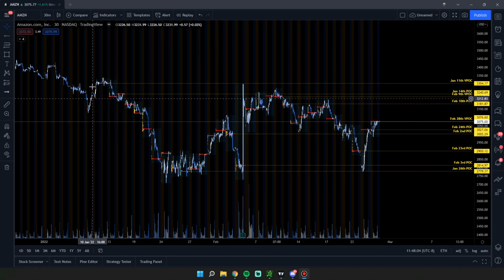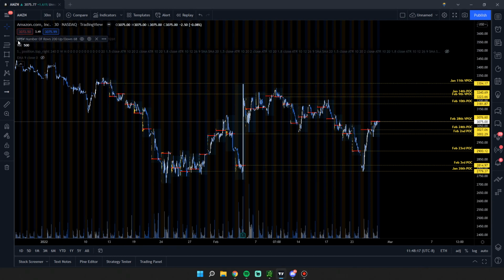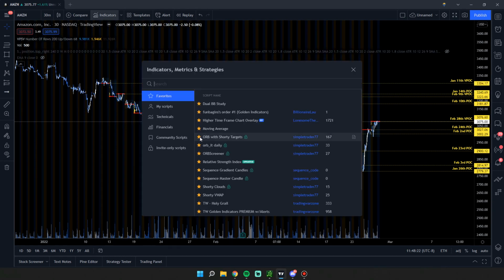We're going to be talking about points of control today. Right now, I'm looking at TradingView. If you're using TradingView to get the points of control, you're going to need the VPSV indicator, which is only available to people that are subscribed to TradingView. So you can use the cheapest subscription. It's roughly $15 a month, and that will give you access to this indicator.